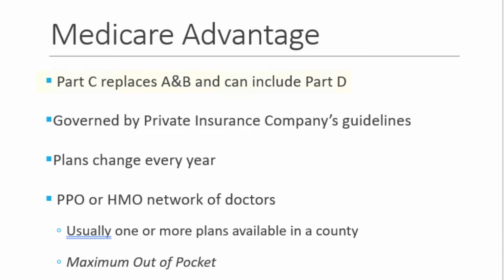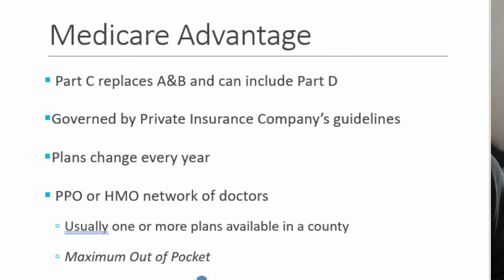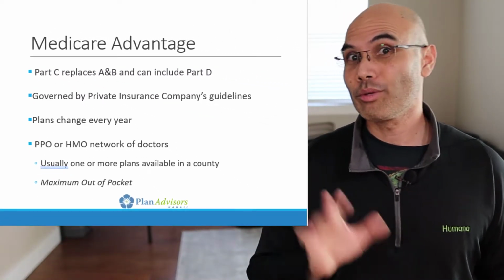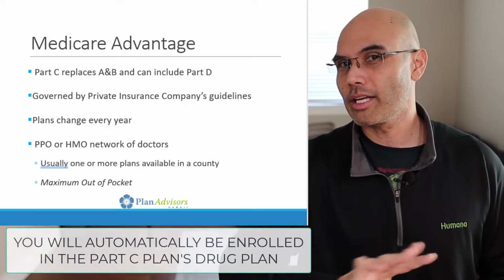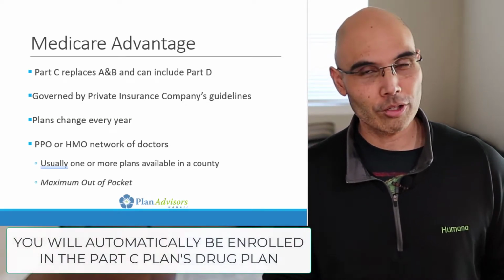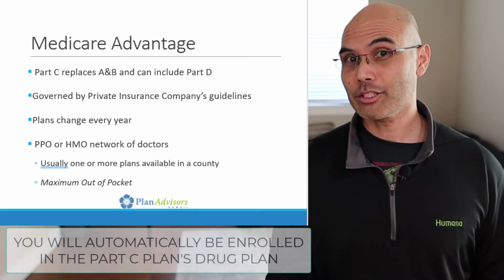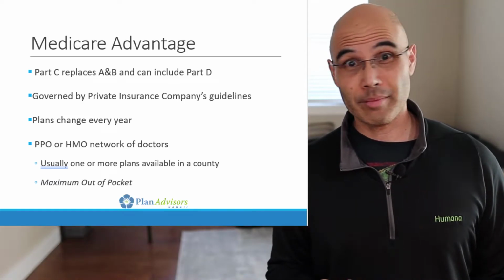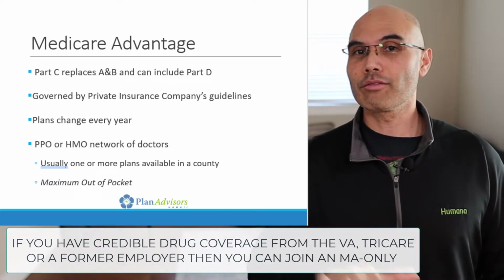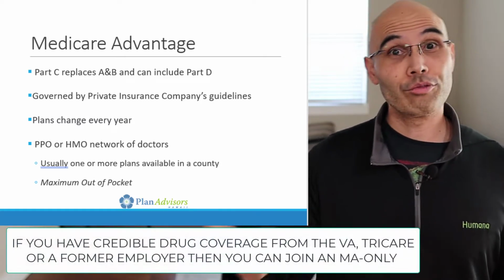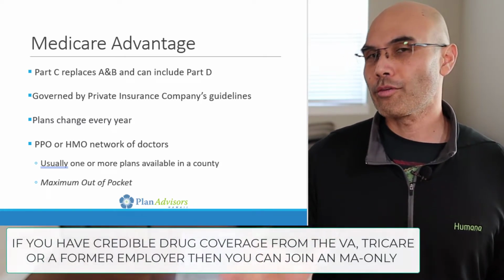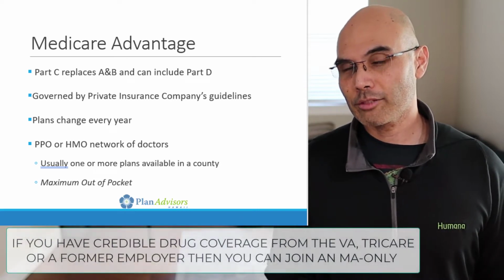So, Medicare Advantage Part C replaces A and B, and Part C can also include a Part D plan, and drugs can be included in there. If you do sign up for a Medicare Advantage plan and you need drugs, you will have to get the drug plan that is included with the Medicare Advantage plan. So you can't choose MA only, or Medicare Advantage with no drug plan. You will need to get a Part C that has drugs attached to it, or you will face a penalty. This is, of course, unless you have drug coverage elsewhere, like through an employer, the VA, or TRICARE.